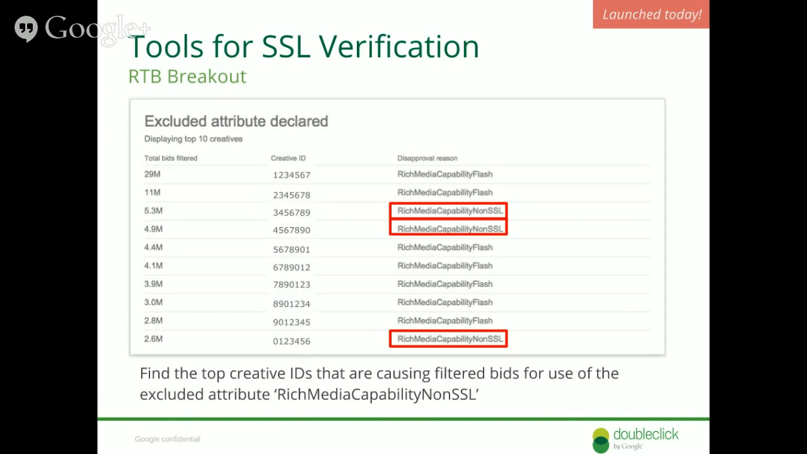and you can see the number of bids filtered in the left-hand column, and then you can see the creative ID in the middle column there. And so those are the specific creatives where you can prioritize on your side which advertisers you'll need to work with to update those specific creatives to become SSL compliant.